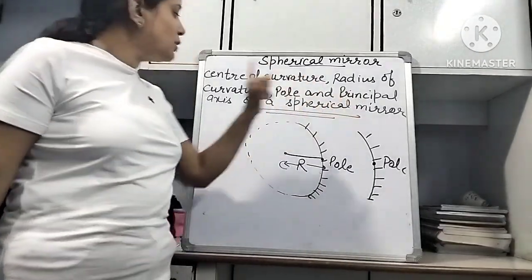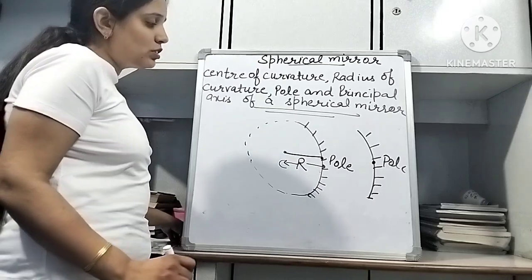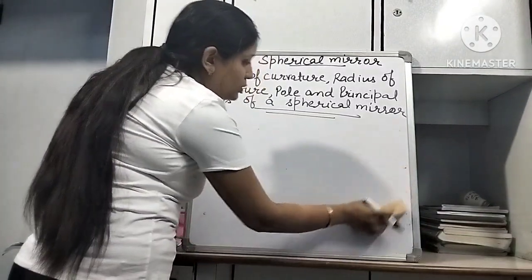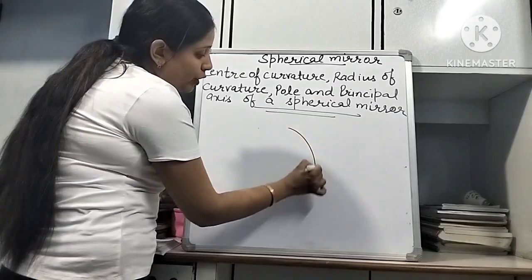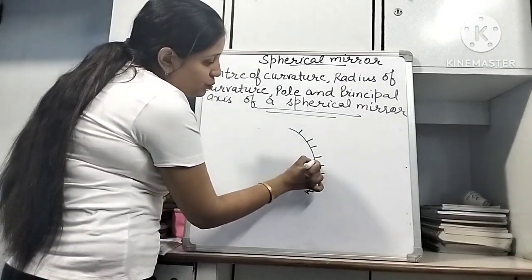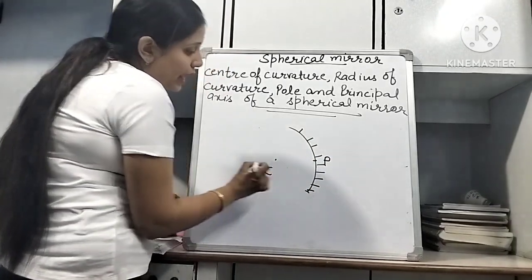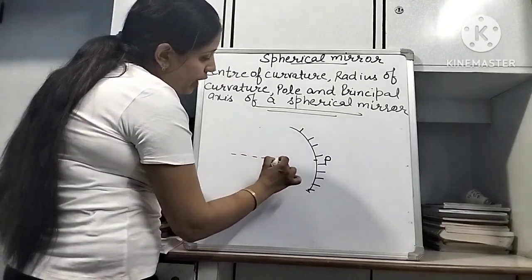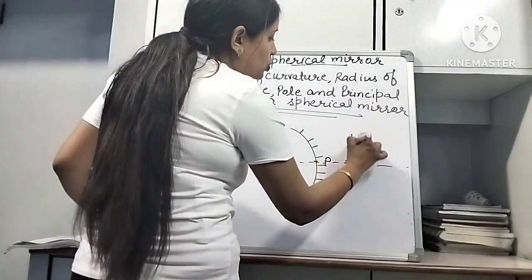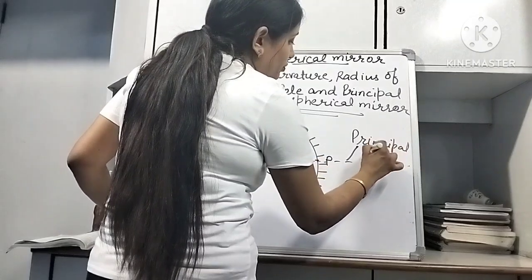Next term is the principal axis of the spherical mirror. Principal axis means the line joining the center of curvature and the pole. This is the pole, the center of the spherical mirror. This is the center of curvature, and a straight line which passes through the center of curvature and the pole is known as the principal axis.